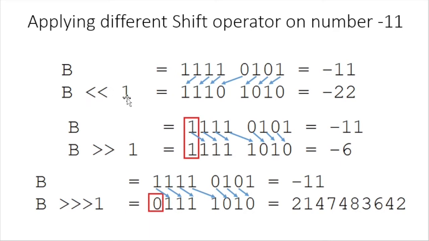Now let's shift it by one bit on the left side. We can see it is moving this way, and minus 11 becomes minus 22.